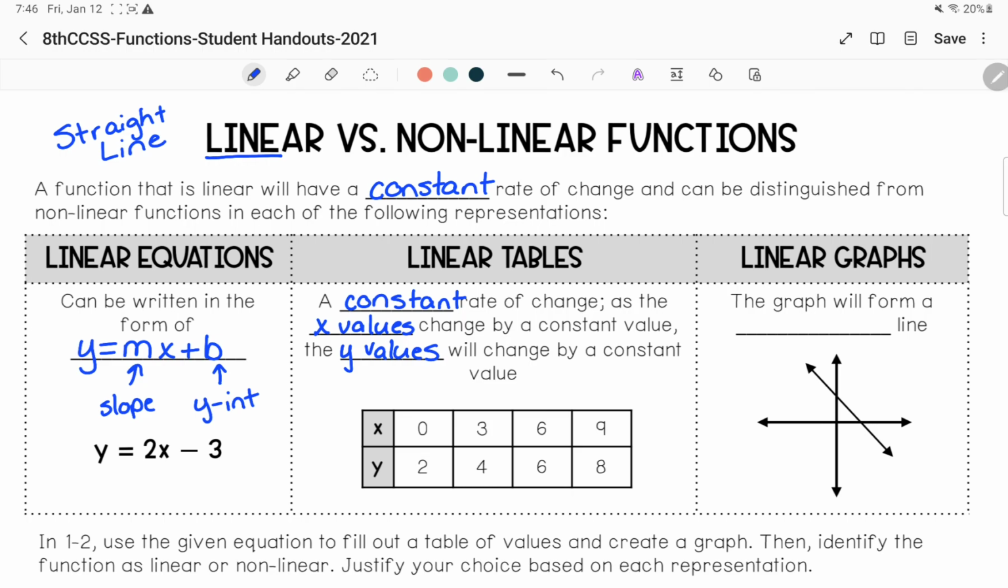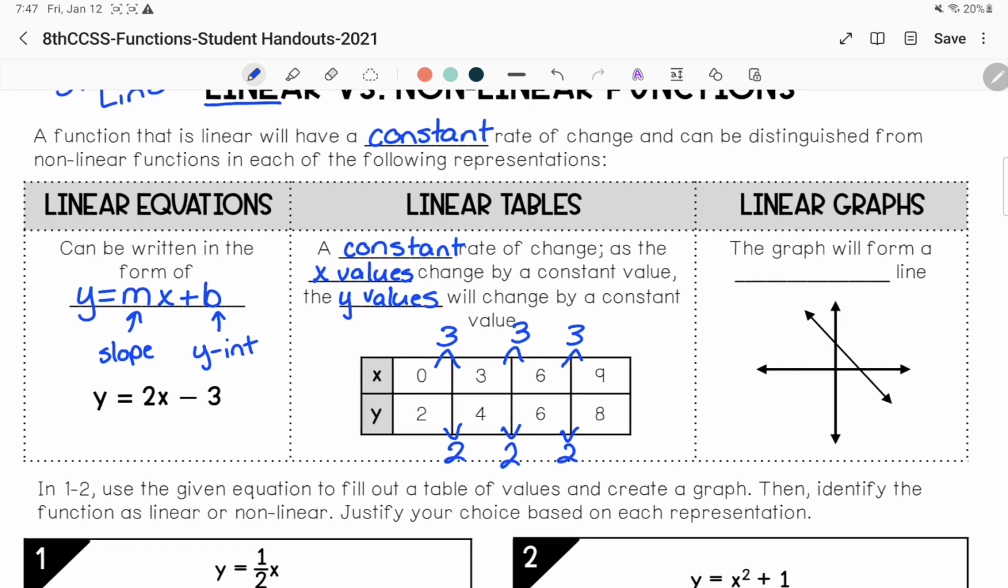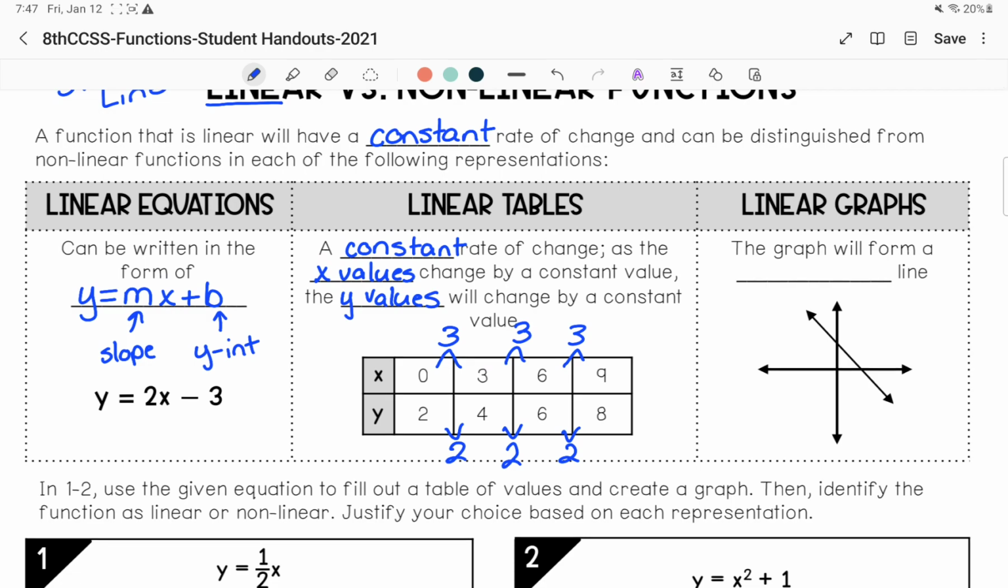So for example, in this table, from 0 to 3, there's a difference of 3 there. We're going up 3 there, we're going up 3 there. So my x's are increasing by a constant value. Let's check the y's. From 2 to 4 is 2, 4 to 6 is 2, 6 to 8 is 2. My y's are also increasing by a constant value. So this one would be linear.